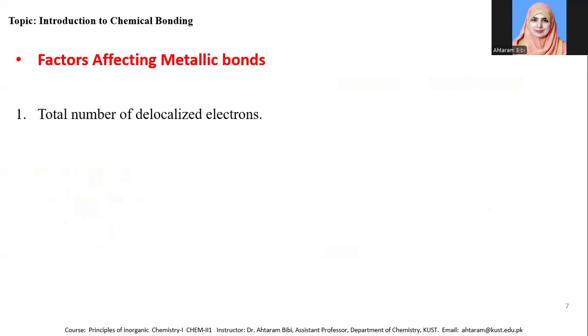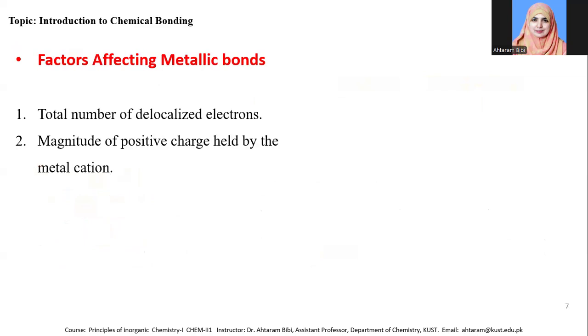Factors affecting the metallic bond: the total number of delocalized electrons. As the number of delocalized electrons increases, the metallic bond will be stronger. The second factor is the magnitude of positive charge held by the metal cation. As the magnitude of positive charge increases, the bond becomes stronger. The ionic radius of the cation: if the ionic radius is smaller, then the bond will be stronger.